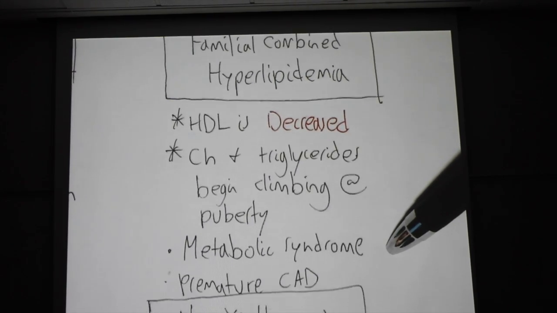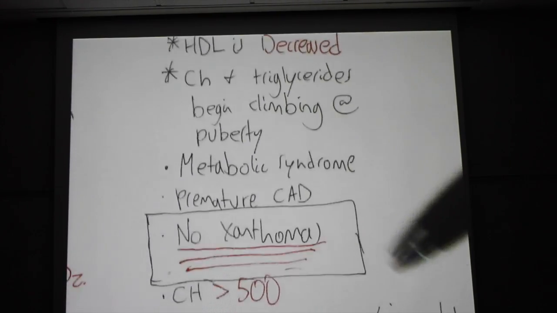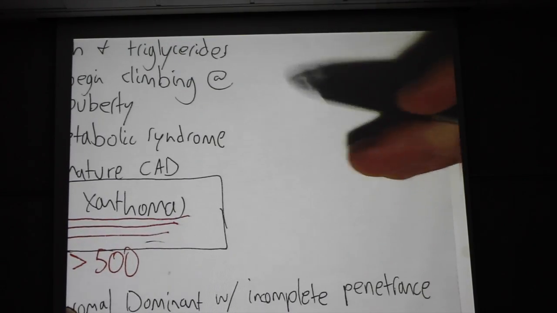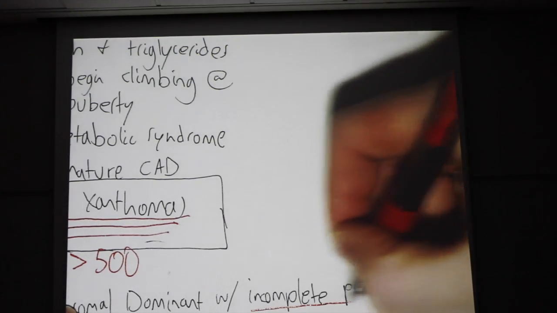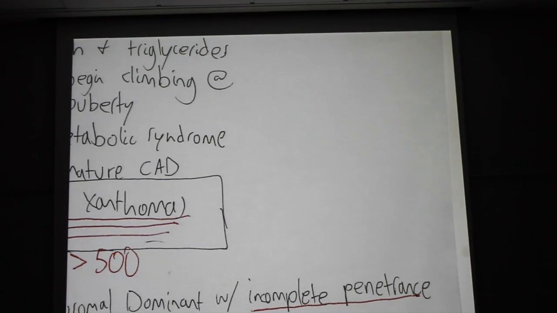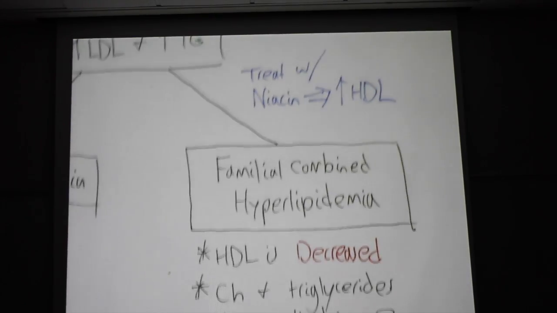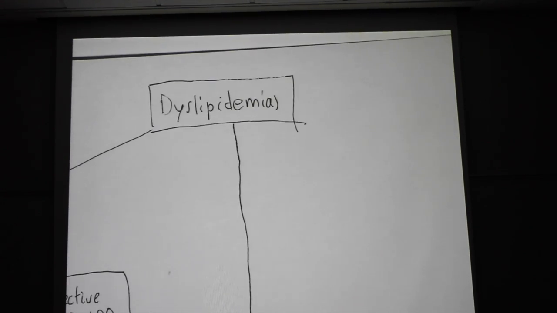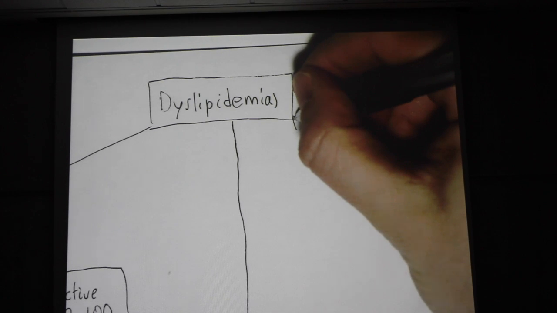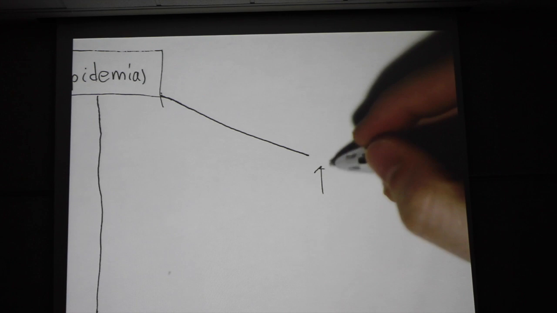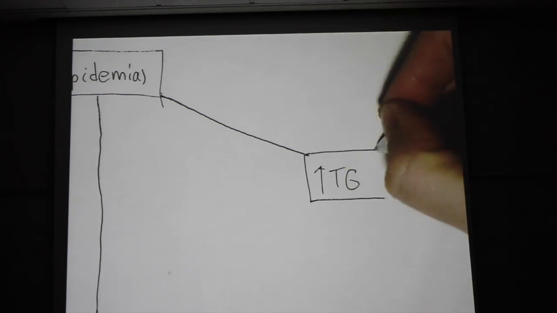My video timed out. But as we see, the HDL is decreased, the cholesterol and triglycerides climb around puberty, and metabolic syndrome association is pretty key here. Patients present with premature coronary artery disease, but they don't have xanthomas, and they can get pretty high cholesterols. And as you saw there, we treat these disorders with niacin because that will increase the HDL levels, which, as we heard in familial combined hyperlipidemia, are decreased. So we want to drive those back up.